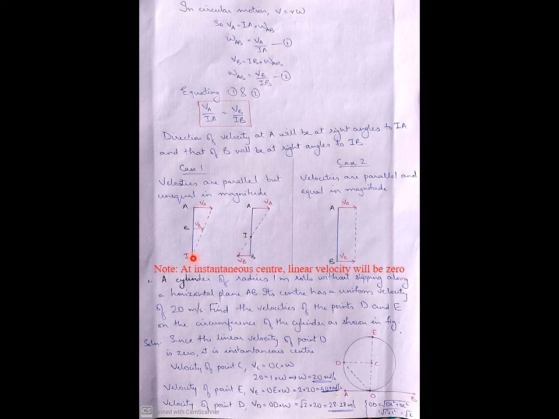Again, one point to be noted is that at the instantaneous center, the linear velocity will be 0. From these examples itself, you can see it. Here there was a linear velocity. Here also there is a linear velocity. At this point I, the velocity is 0. Similarly, at this point I, the velocity is 0. So find the point where the velocity is 0. That point is the instantaneous center.